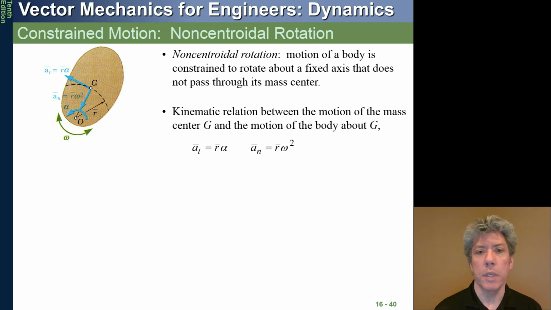I think that's a misprint. Yeah, kinematic relation between the motion of the mass center G and the motion of the body about it should be about O, not about G. I'll fix that. By the time you get the slides, that should be fixed.